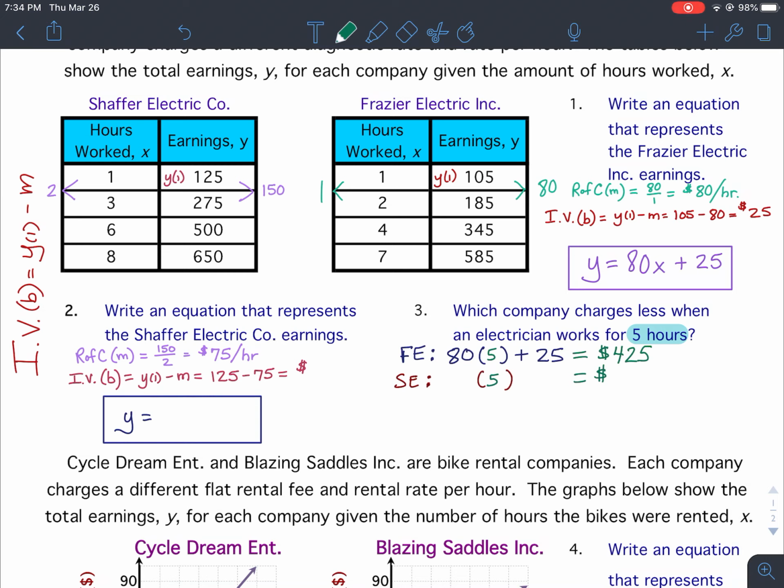But please, in your answer, make sure you're mentioning charges for 5 hours. So again, your answer is either going to be Fraser Electric Incorporated charges less for 5 hours, or Schaefer Electric Company charges less for 5 hours, or they charge the same amount for 5 hours.